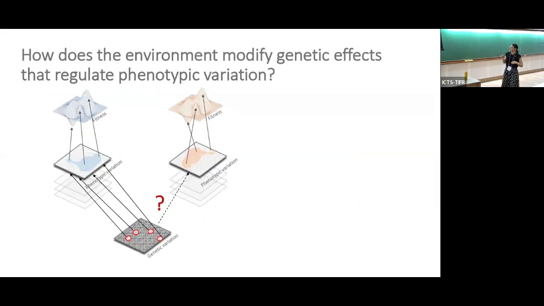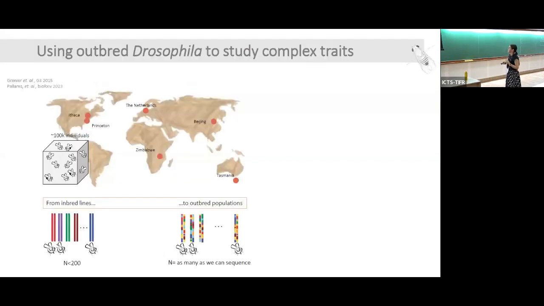Okay. So the general question we're going to try to approach in this first part is: how does the environment modify the genetic effects that regulate phenotypic variation? For this, as I said, we are using the fruit fly as a model in general to study complex traits. If you have done your classic genetics courses, most of what we know from flies historically comes from inbred lines. This is something of what Bruce was mentioning too, that is a really powerful resource, because when you have inbred lines, you can measure your phenotype again and again and again, and you have really good confidence that what you're measuring is true.